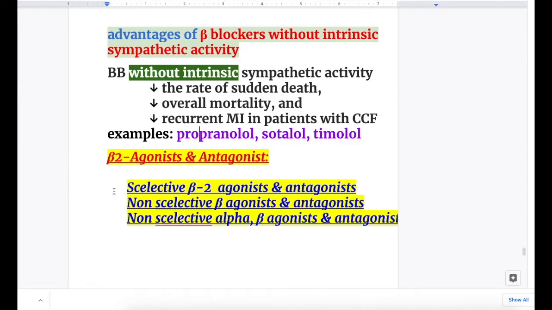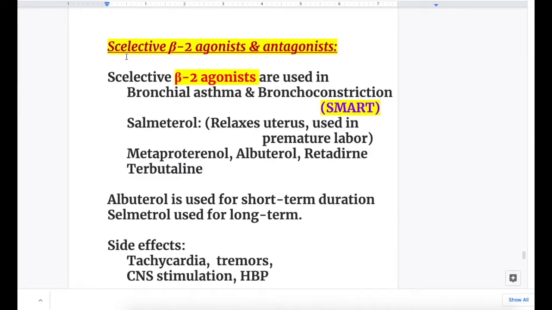Now, beta agonists and antagonists. They may be selective beta-2 agonists and antagonists, non-selective beta agonists and antagonists, and non-selective alpha-beta agonists and antagonists. Now, selective beta-2 agonists are used in bronchial asthma and bronchoconstriction, and the mnemonic is SMART: S for salmeterol, M for metaproterenol, A for albuterol, R for ritodrine, and T for terbutaline. So these are the beta-2 selective agonists.